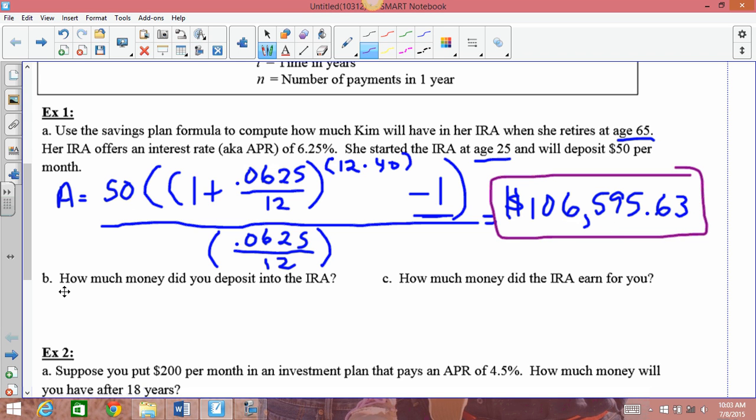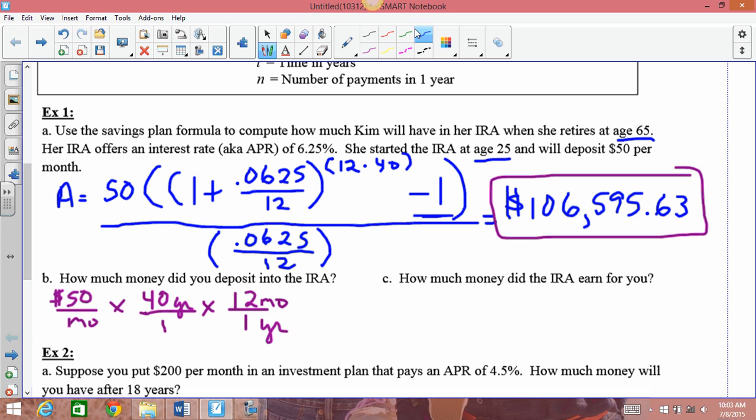Part B says, well, how much money did you actually deposit into the IRA? So if you think about it, I'm going to do a nice throwback here to our Unit 1. She put in $50 per month, and she did that for 40 years. And in those 40 years, there were 12 months in each of those years. And I wrote all of those units out. You don't have to. You can just put it in your calculator.